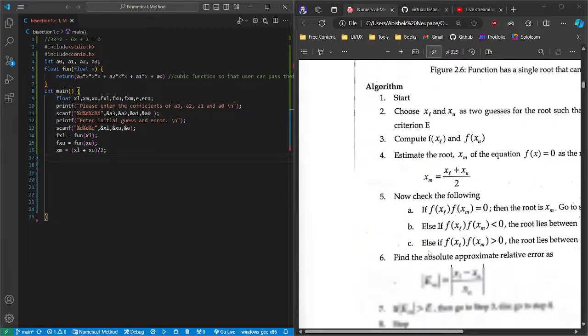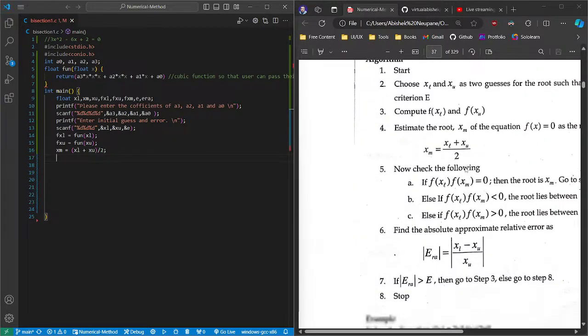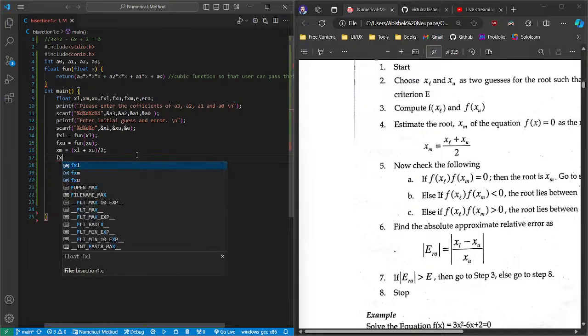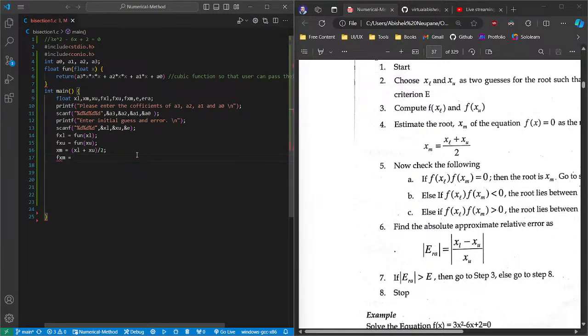We are up to here. Okay, so we just completed here, and let's calculate fxm also. fxm is also easy, just passing the value of xm to the function. Okay, let's finish. Now let's put a while loop here, because it will be easy. While there is no error, let's use this. Okay, this means we are calculating just one root.